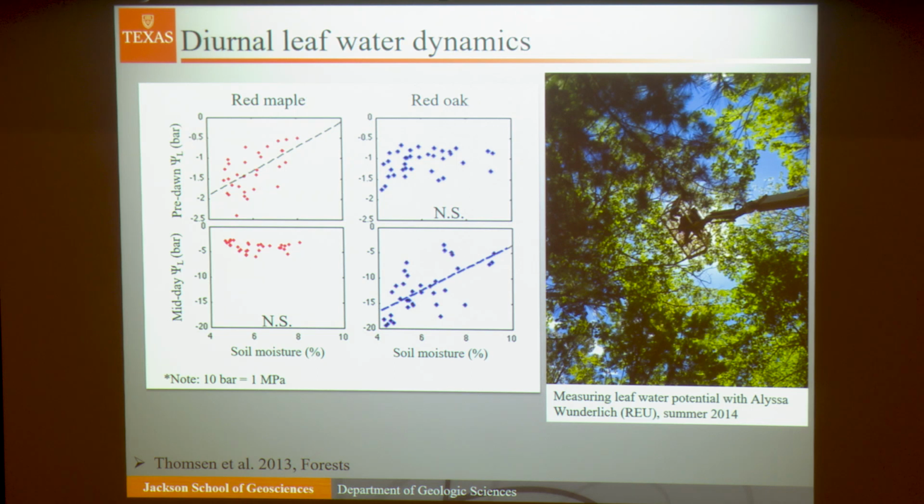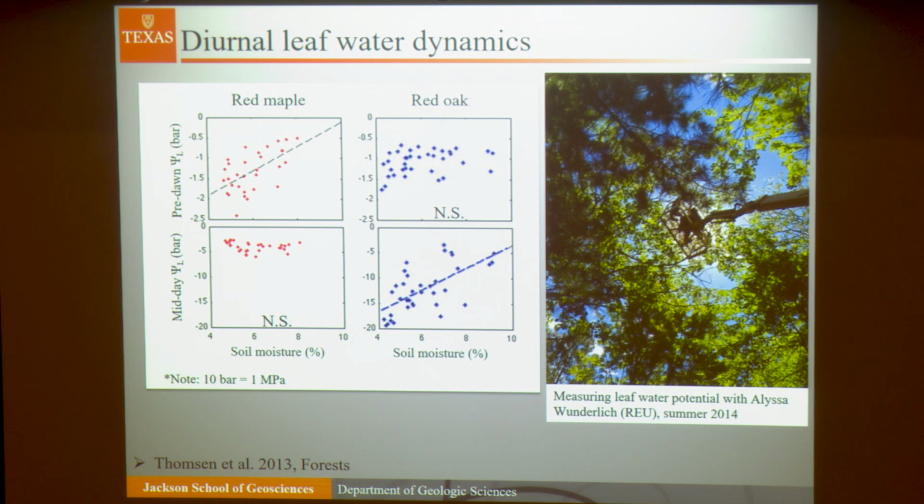Our red oak, on the other hand, those blue dots, show no correlation with soil moisture in the morning, meaning that they're always able to refill their leaves, regardless of what the shallow soil moisture is doing. But in the afternoon, they experience lots of water loss in their leaves, and we call this anisohydric behavior, in that they're willing to incur a very steep hydraulic gradient to continue transpiring, to continue photosynthesizing.